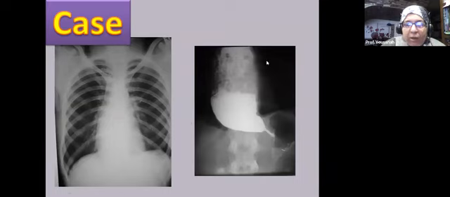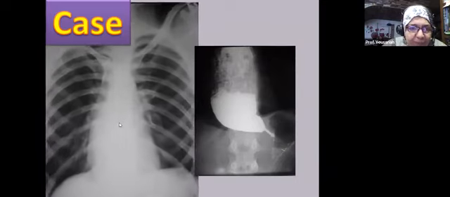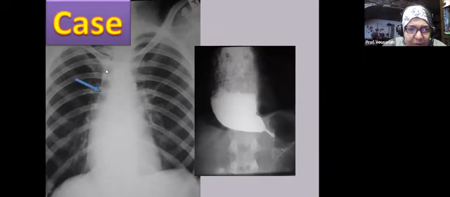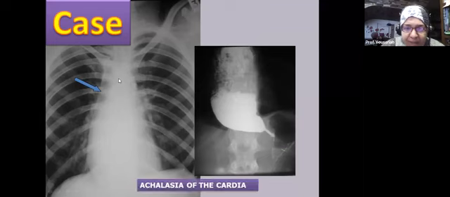Now, what do we have here? The barium shows you clearly we have an achalasia of the cardia. How does it show itself in our studies? This is a plain X-ray on the left side, and you can see here delineation. There is a line and a ground glass opacity delineating the area below the clavicle. This is a stand-up, of course, an erect film. So this is how you see the achalasia in the PA film.